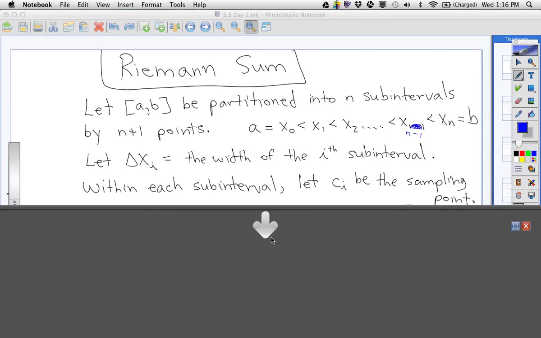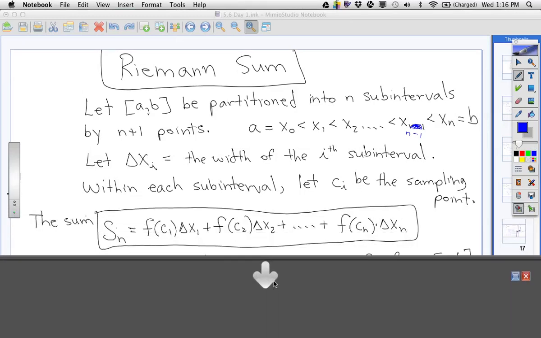Within each subinterval, let c sub i be the sampling point. The sampling point was like our left edge, or our right edge, or our midpoint, and we're not doing trapezoids now, right? But it wouldn't have to be one of those either. We could pick a point a fourth of the way in, or 2/3 of the way in to our subinterval, and that could be our height. We don't have to pick the left edge, the right edge, or the midpoint. Those are just convenient, and those are the ones we work with 90% of the time, or maybe more. But we're going to let c be the sampling point in the subinterval.